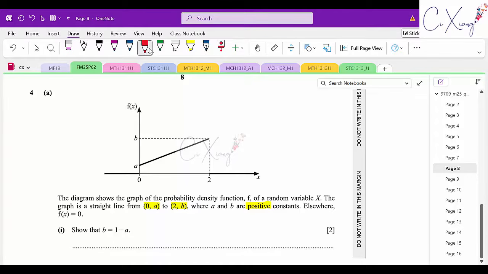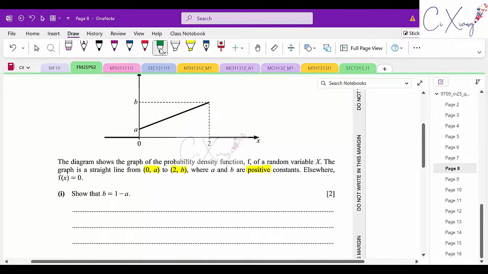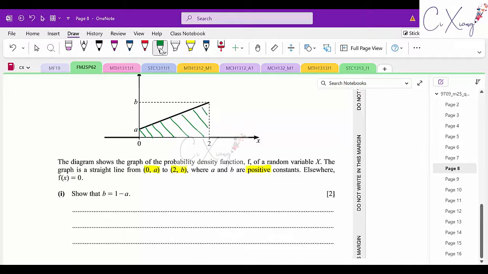It is a continuous random variable. Therefore, we need to know that the area under the graph should always equal 1. So for any probability density function, the area under the graph equals 1. To find the area under the graph, there are two ways. You can either integrate the function and let it equal 1, or you can use the general formula for the area of the particular shape.